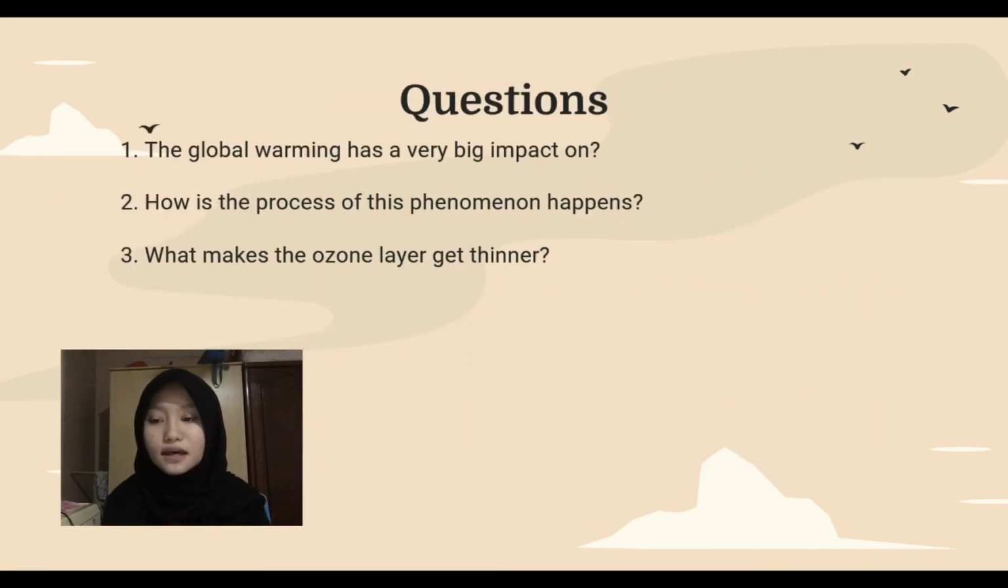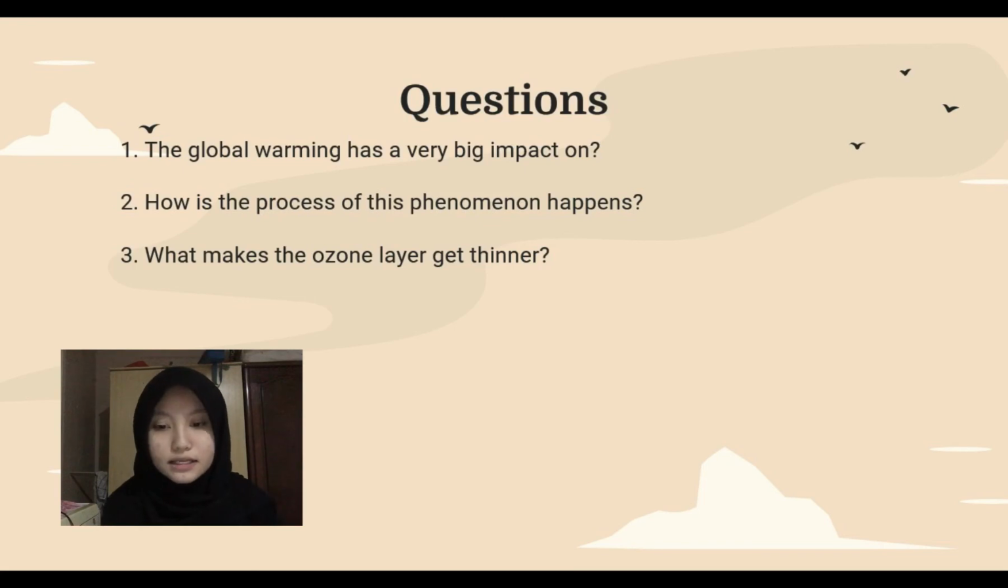So next, the questions based on the text. First, the global warming has a very big impact on? The answer is the global warming has a very big impact on natural conditions, animals, and humans. The second question: how is the process of this phenomenon happens?